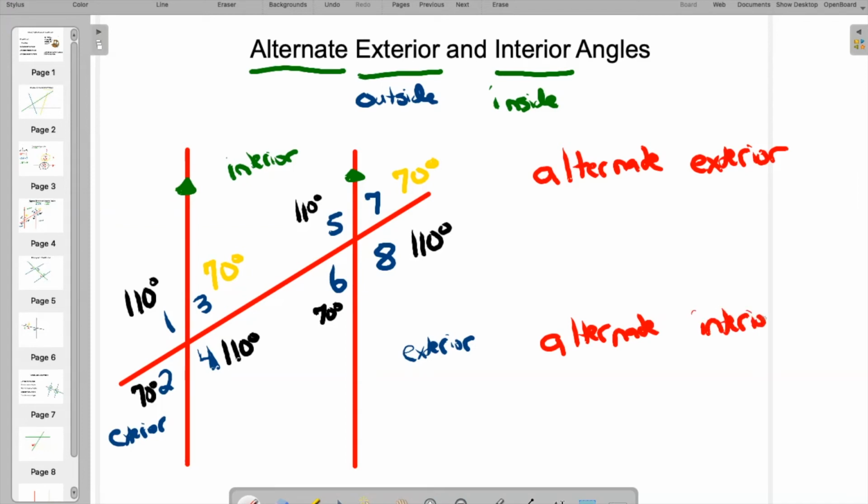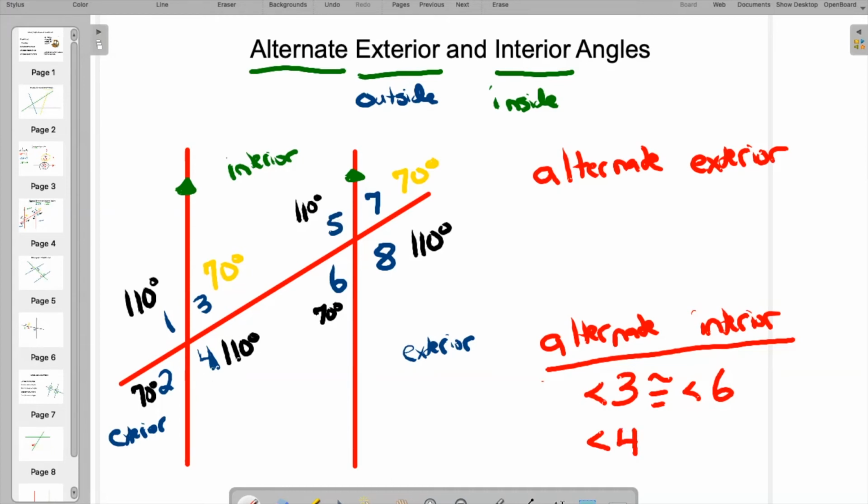So if we do alternate interior first, so that'd be the ones on the bottom, we look on the interior, and I see that angles 3 and 6 are congruent. Therefore, they are alternate interior angles because they're on the inside, but they're on alternate sides of the transversal. So angle 4, its alternate interior angle has to be 5.